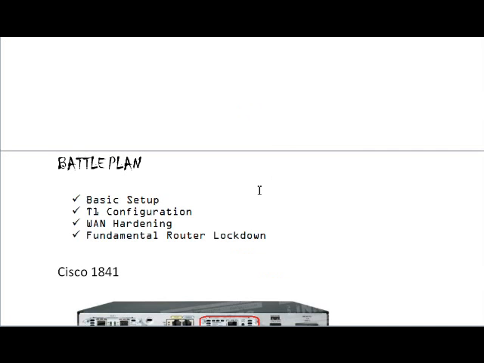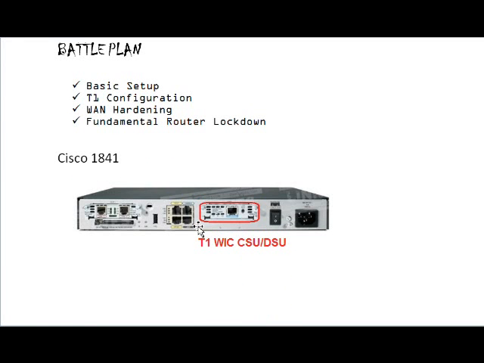So just one slide here for today. We're configuring a Cisco 1841 with the T1 WIC card, and the battle plan is pretty simple. We're going to do a basic setup, then we're going to do the T1 portion of the config, and then we're going to do some basic hardening on both the T1 WAN interface as well as the router itself.